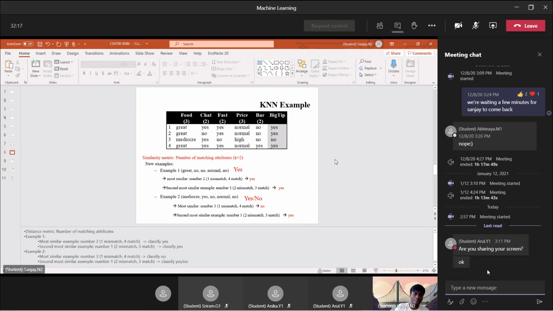So now let's look at an example. We have these 5 different variables as our independent variables, and then our dependent variable is whether we will give a big tip. So the food is great, the service is good, if you were hungry or fasting, and if the price was high, normal, or low, and if there was a bar. I'm pretty sure fast means how fast the food was delivered to you? Oh, maybe, yeah. That probably makes a lot more sense, I guess.